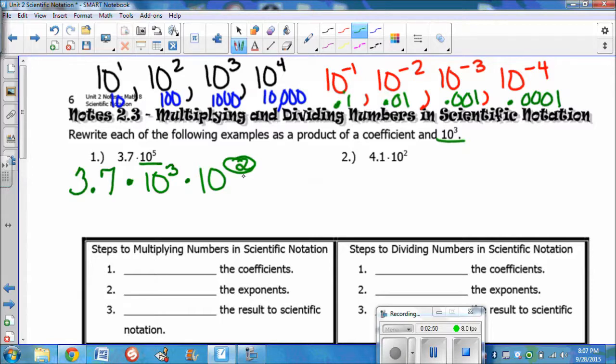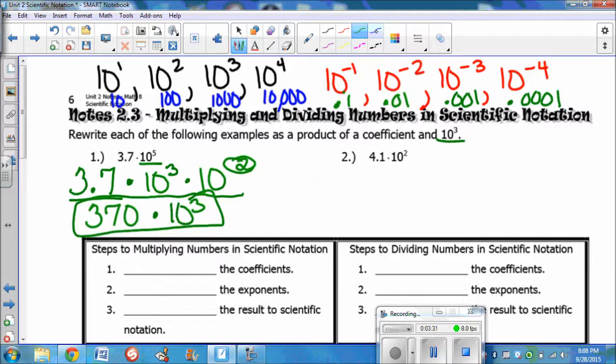So let's take that a step further. If I said this 3.7 and 10 to the second, 10 to the second is 100. So right now we need to multiply this 3.7, or 3 and 7/10, times 100. So instead of 3 ones, I need 300. So it's going to be 370 times 10 to the third.